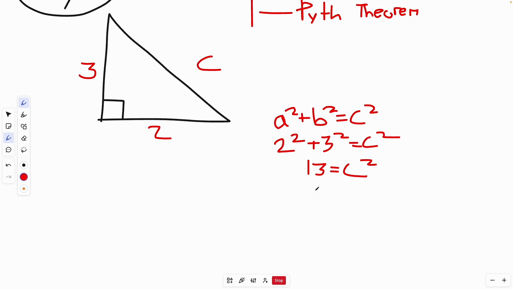And finally, what you can do is if you take the square root of both sides, you get c is equal to square root of 13. And yes, you actually could have used Desmos for all of these steps, so I did not even need to write any of that out, just keep that in mind.